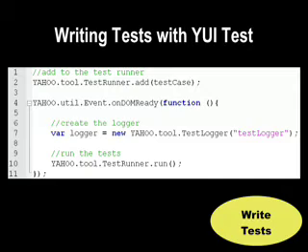And then this was the boilerplate code I talked about a minute ago. Really, you just need to add your test case onto the test runner. And then when the page is ready, you want to instantiate a test logger, which displays the results for you, and then just run the test. So this can just be copied and pasted pretty much from page to page. Doesn't really have to change.